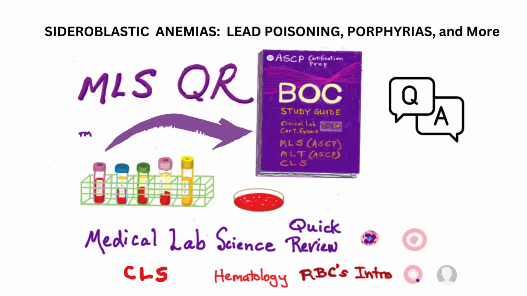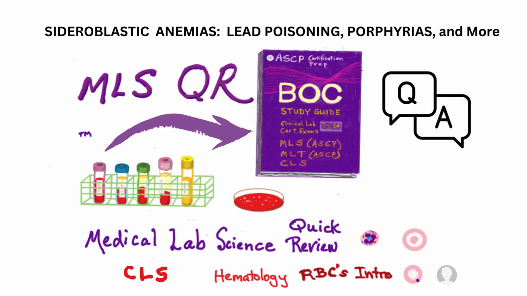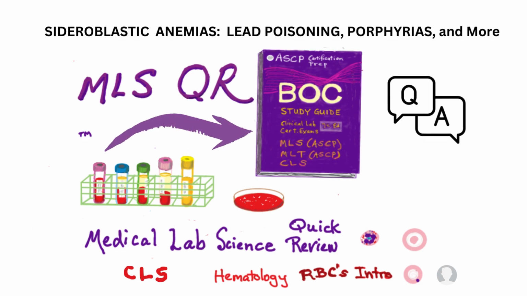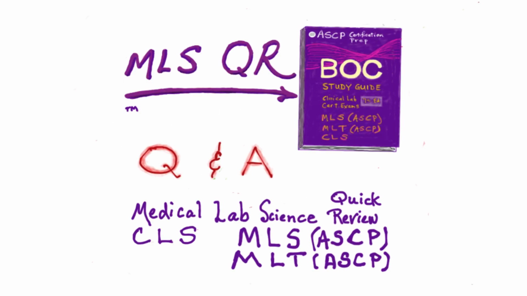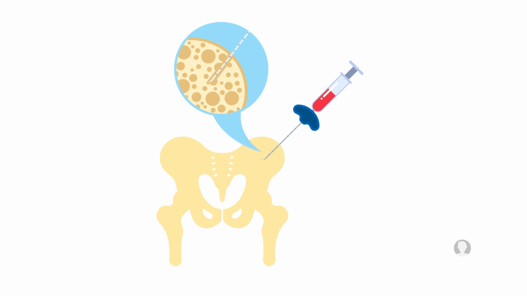And today we're going to talk about sideroblastic anemias, lead poisoning, porphyrias, and more. And afterwards, we'll have a good question and answer period. Let's start with the bone marrow aspirate and slide, taken after a clinical suspicion and initial workup.